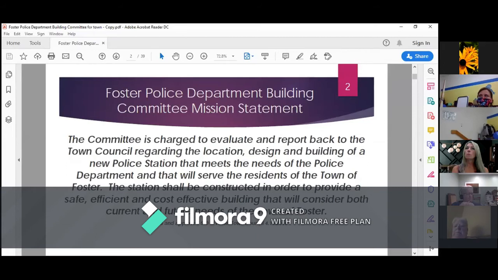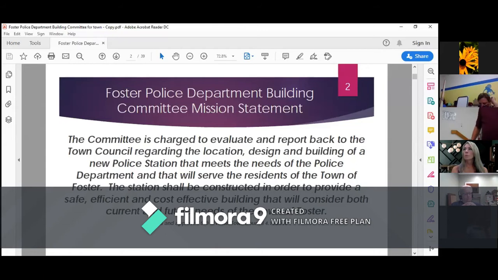The committee is charged to evaluate and report back to the town council regarding the location, design, and building of a new police station that meets the needs of the police department and that will serve the residents of the town of Foster. The station shall be constructed in order to provide a safe, efficient, and cost-effective building that will consider both current and future needs of the town. Those are basically the guidelines the town council set out for us back in May of 2016. The bipartisan town council collaborated, 5-0, they agreed on it, so obviously it's a good mission statement.